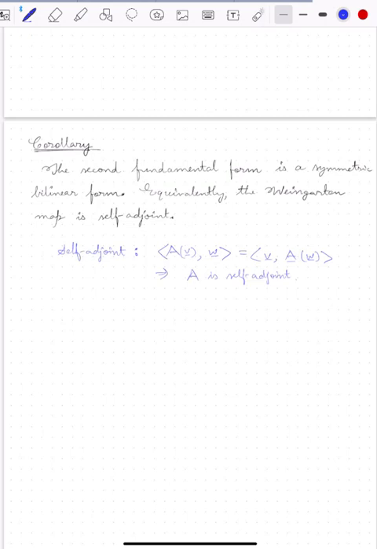So now we'll move ahead and discuss what we call the normal and geodesic curvatures.